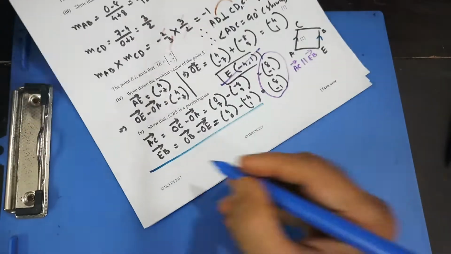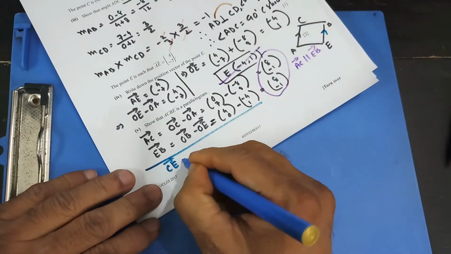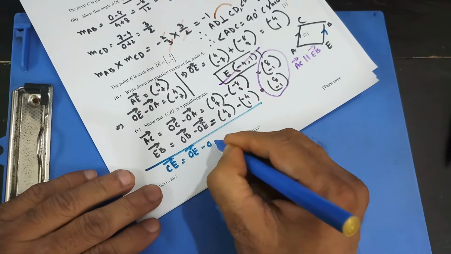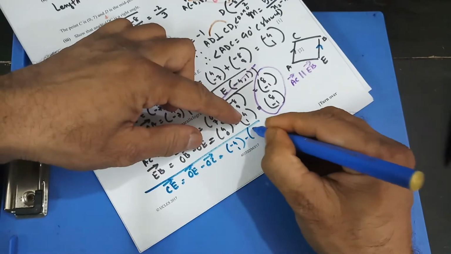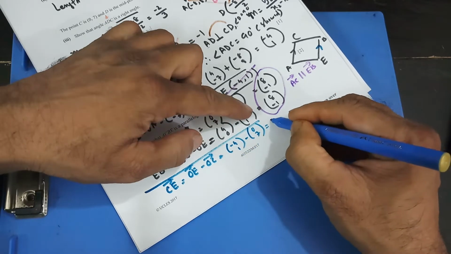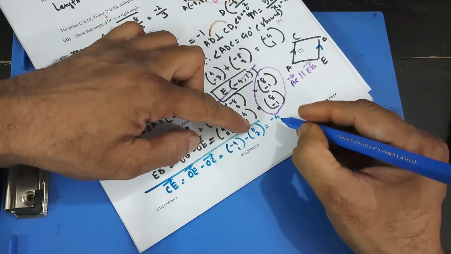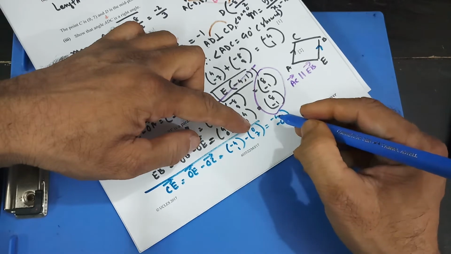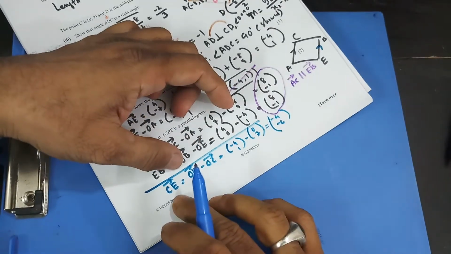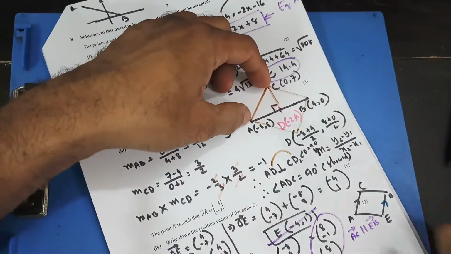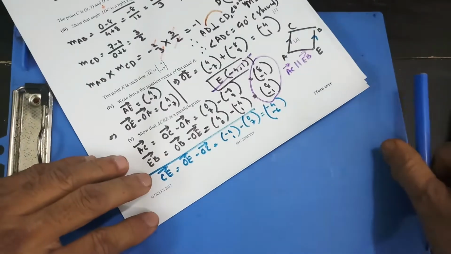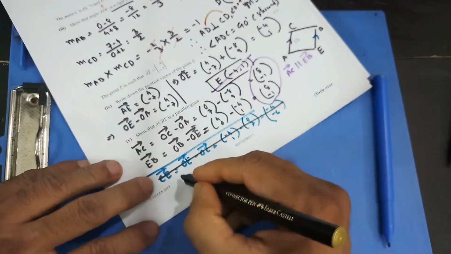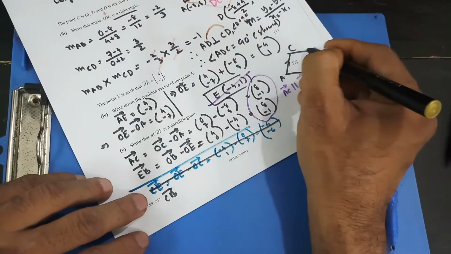Now I have to do CE. So CE is going to be OE minus OC. OE is minus 4, 1, and C was 0, 7, minus 0, 7. So minus 4, and 1 minus 7 is minus 6. Is that correct? CE. I have done AC. Oh, CB, sorry. Why did I go CE? I'm sorry, it's supposed to be CB. Sorry about that. You see, that's CB. I'm doing CB.